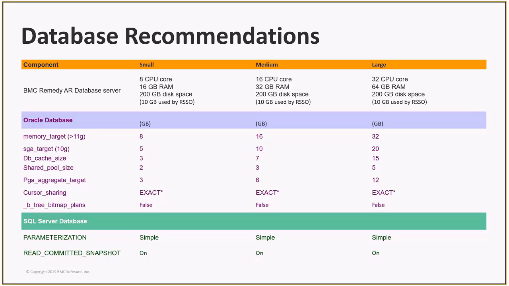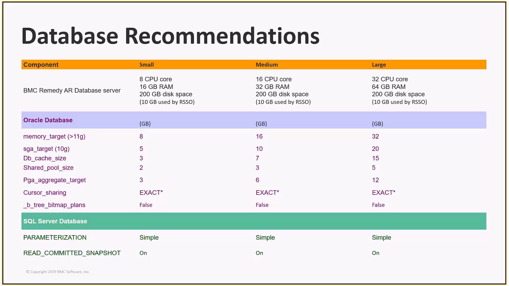Some other settings that we recommend, and I'm not going to go through every value, but you need to be cognizant of these values for the SGA target if you're using 10G. Which nowadays fewer and fewer people are using 10G. Make sure you check the DB cache size, the shared pool size, PGA aggregate target. One thing that's real important is the cursor sharing. This will play an important role.